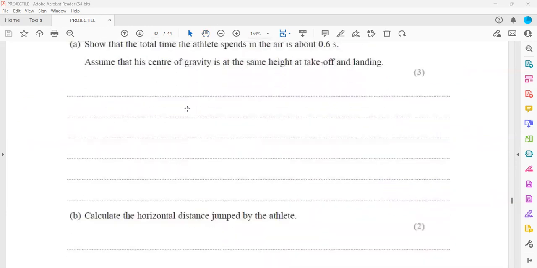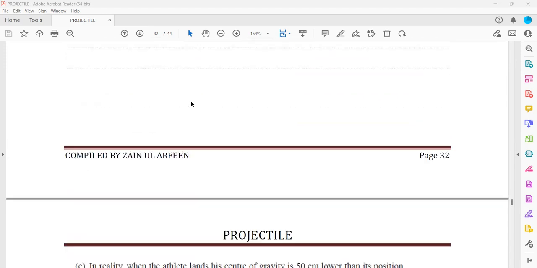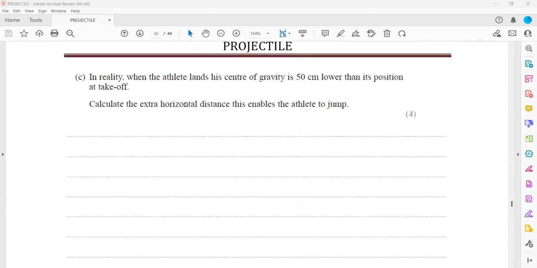Similar patterns are there in the following question, like first we get the total time of the flight, finding the time to reach the maximum height and then finding the range. In reality, when the athlete lands, his center of gravity is 50 centimeters lower than the position of where he took off. Calculate the extra horizontal distance. This enables the athlete to jump further. So how we can work out the extra horizontal distance?